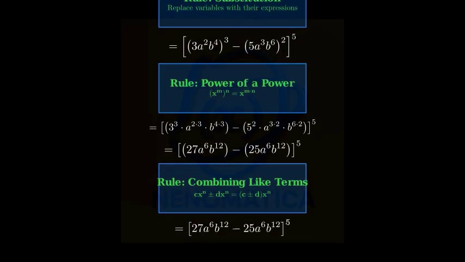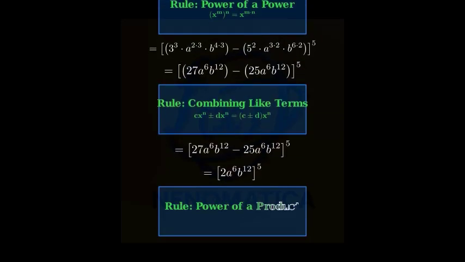Finally, we'll apply the power of a power rule one more time to raise our expression to the 5th power. This gives us 2 to the 5th power times a to the 6 times 5 power times b to the 12 times 5 power. Computing the powers, 2 to the 5th power is 32. 6 times 5 is 30, so we have a to the 30th power. 12 times 5 is 60, so we have b to the 60th power. Therefore, our final answer is 32a to the 30th power b to the 60th power.